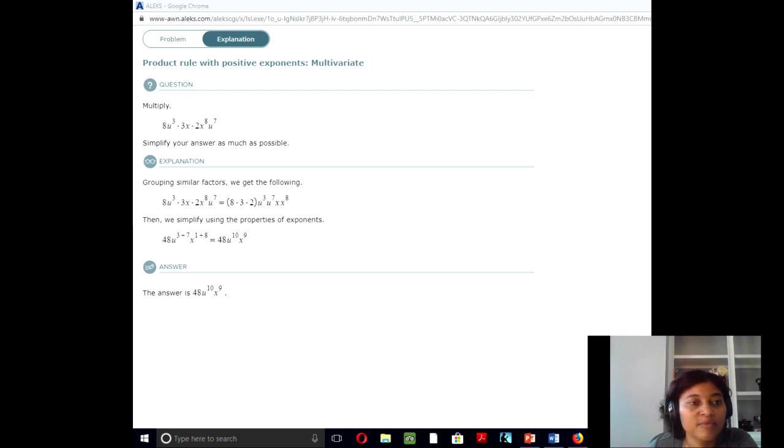Okay, this problem requires us to group like terms together. So we're working with the product rule of positive exponents. The only thing we do is group like factors together. So for instance, we have the numbers 8, 3, and 2. So we take all of those numbers and simply multiply them. So you will multiply 8 times 3 times 2, and you will get a sum of 48.